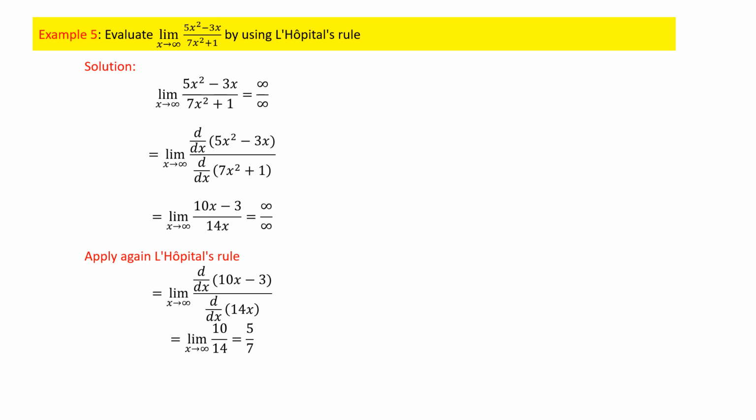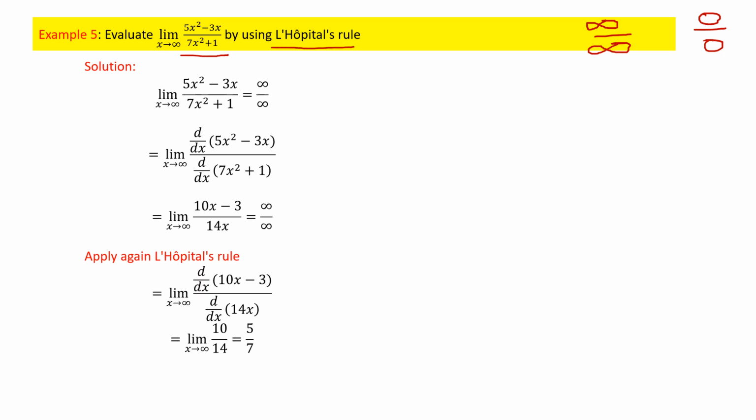Let us see one more example. For the previous four problems, we have discussed the 0 by 0 case. Now in this question, we are going to talk about the infinity by infinity model. That is infinity in the numerator, infinity in the denominator. This question: limit x approaches infinity, (5x power 2 minus 3x) upon (7x power 2 plus 1), by using L'Hopital's rule.